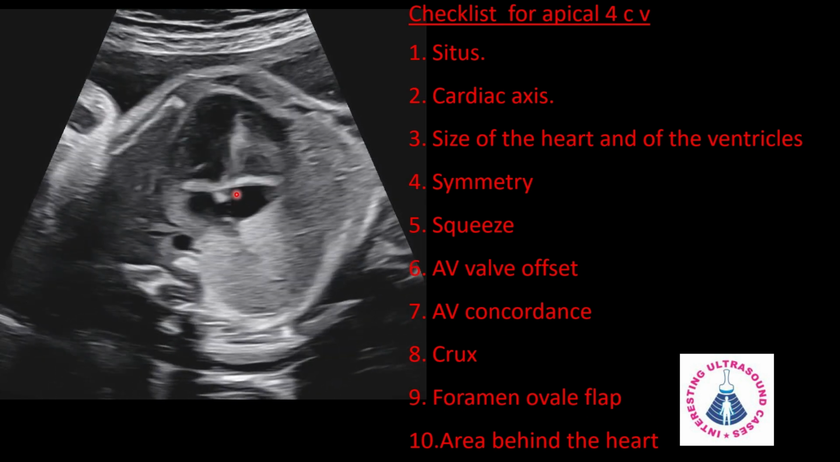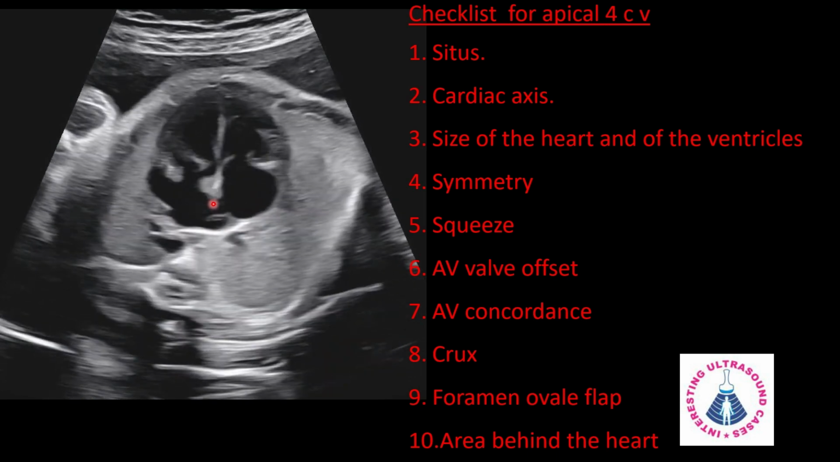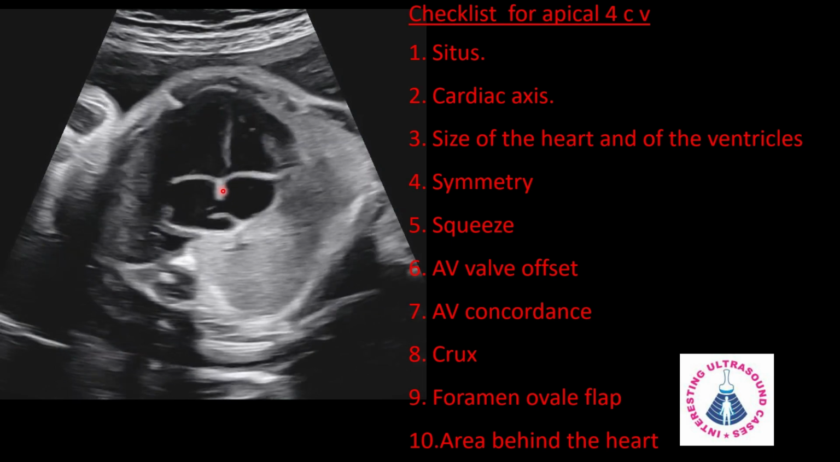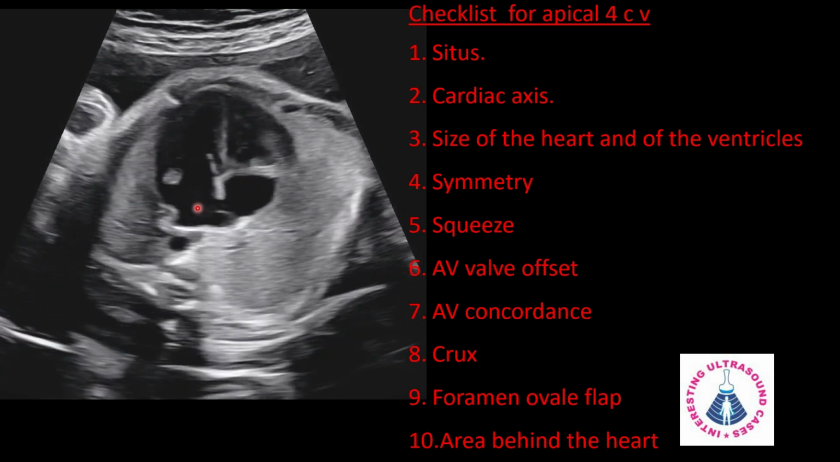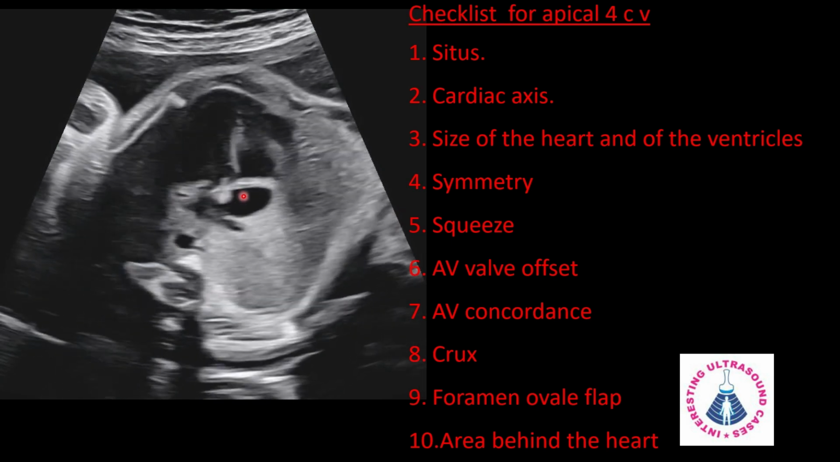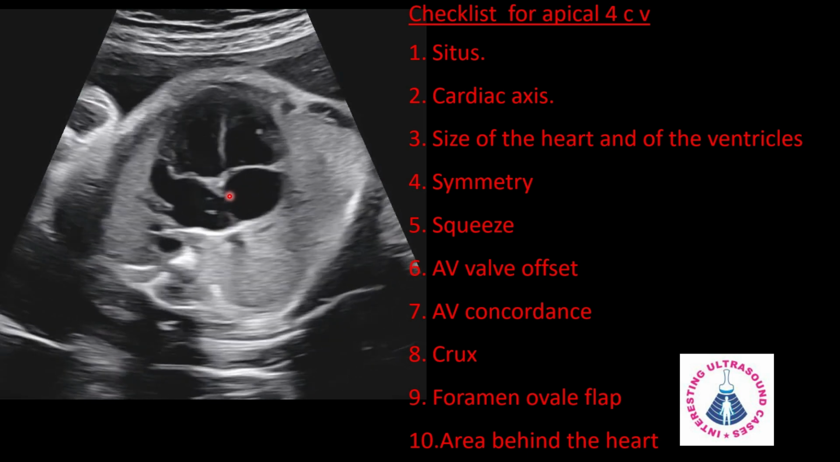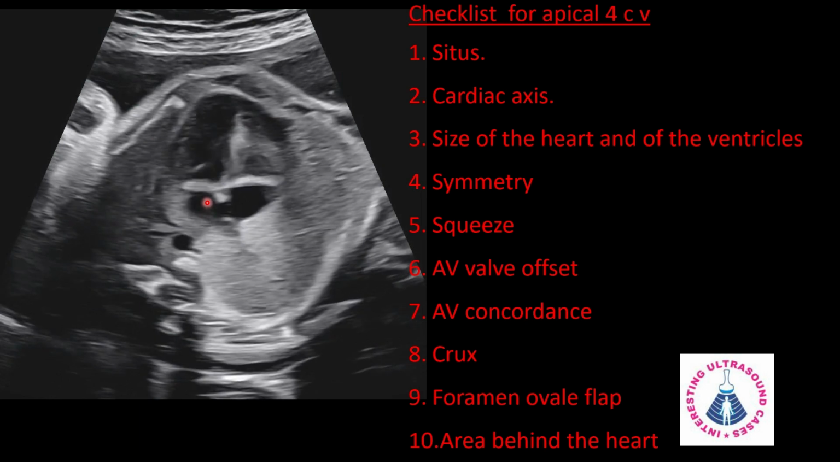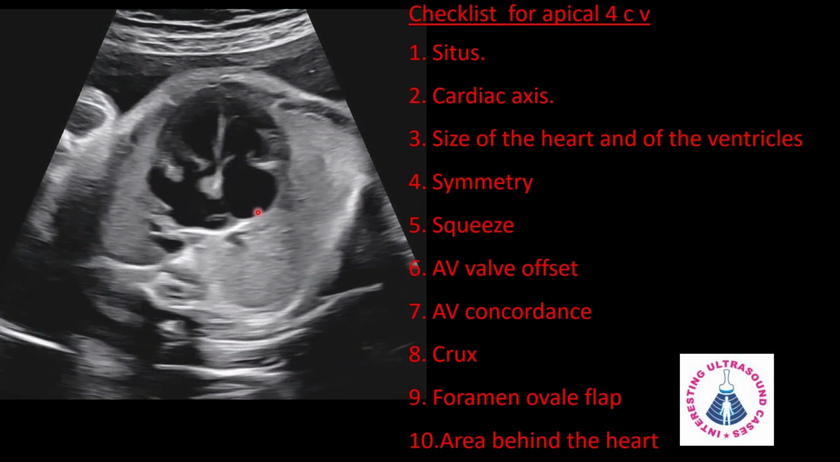Then we have to look for the foramen ovale flap. Here the foramen ovale opens in the middle of the interatrial septum. Here we can see the left atrium, and from the right atrium, it's opening into the left atrium. So blood flows from the right atrium to the left atrium through this foramen ovale flap.